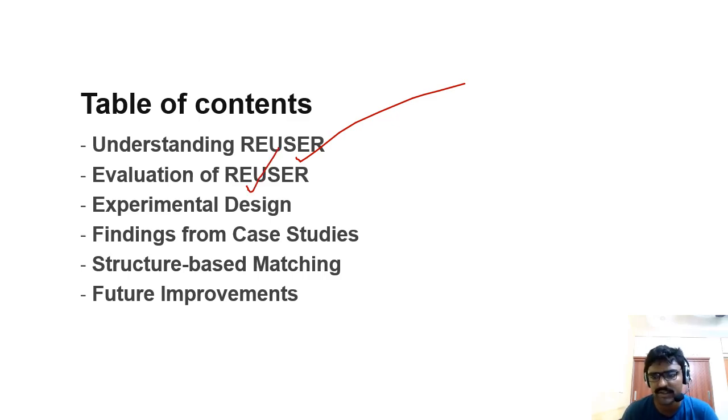This is important basically when our code is in the development stage. It is mandatory that it is tested, which makes it more maintainable as well as less erroneous. We are also talking about some case studies regarding reusability of our object-oriented code, structure-based matching, and some of the future improvements in how we can make our object-oriented code reusable.